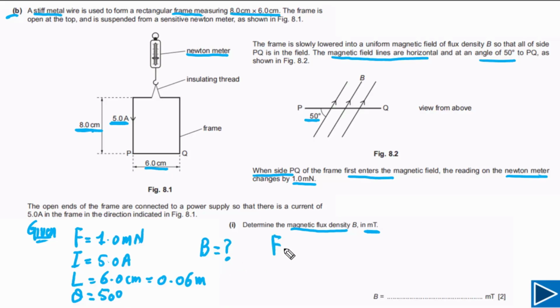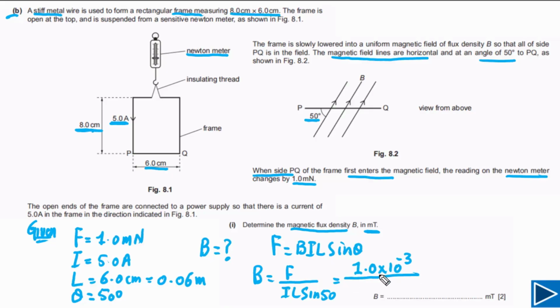So simply we need to find B. We can write down magnetic force is equal to BIL sine of theta. We need to find B, so we can rearrange this: B is equal to F over IL sine of 50 degrees. Force in this case we will just leave in millinewtons because our answer has to be in milli. So we can simply use 1.0. If you want to use newtons, you can also use newtons.